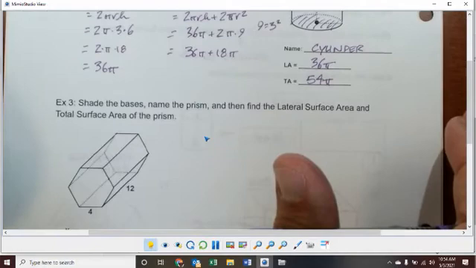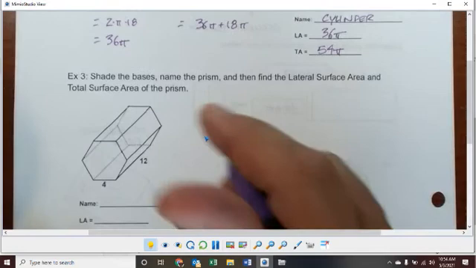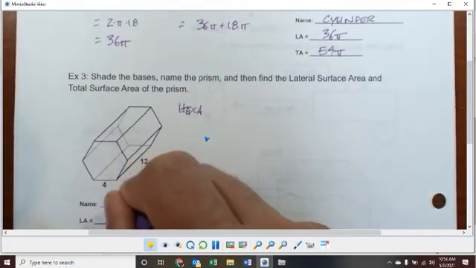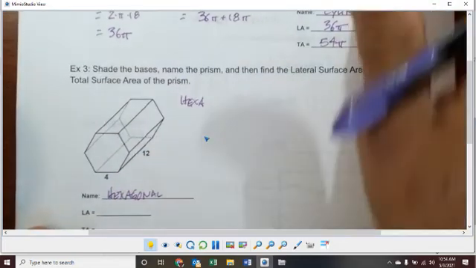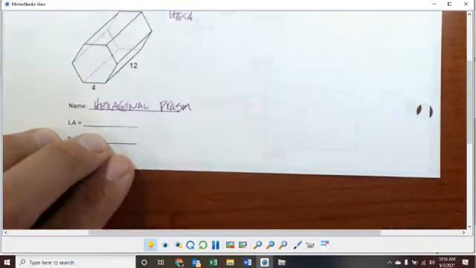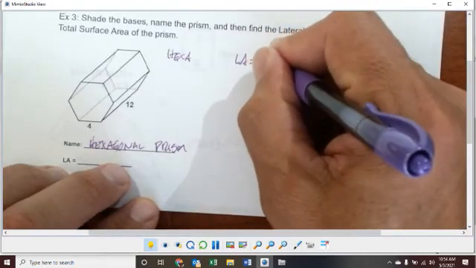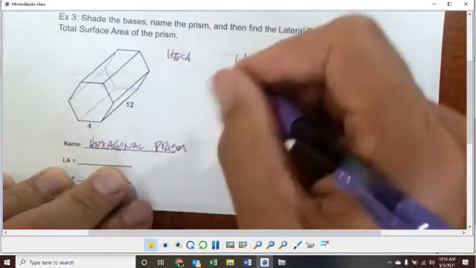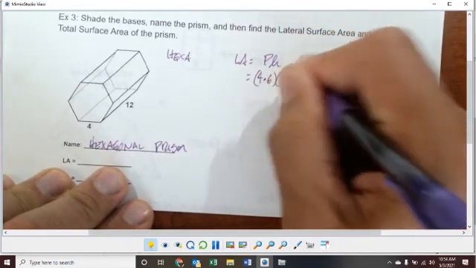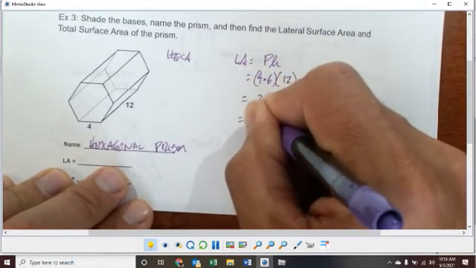For example 3, we're going to have now a hexagonal prism. All right, our lateral area, again, is the perimeter times the height. So the perimeter is 4 times 6, and our height is 12. Easy enough, 24 times 12, which is 288. That's our lateral area.